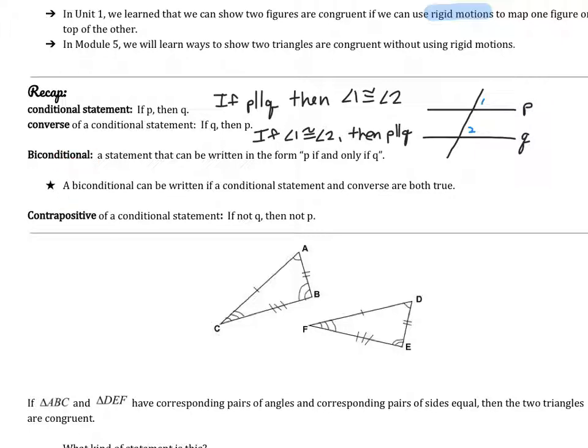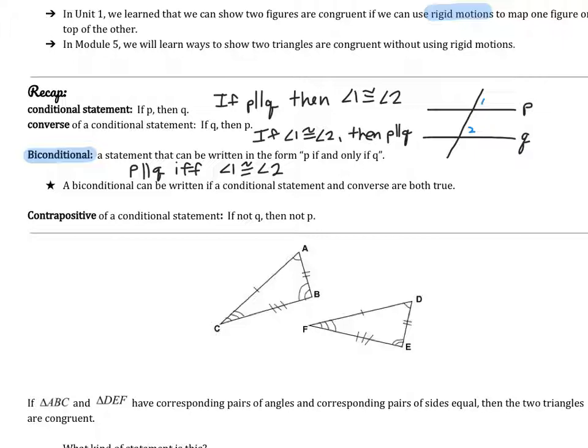So we're going to talk about two new ones today. A biconditional statement is a statement that can be written as P if and only if Q. So in this case, it would be the lines are parallel if and only if, and we can abbreviate that by saying IFF, angle 1 is congruent to angle 2. So the lines are parallel if and only if the corresponding angles are congruent. One thing to note is you can only write a biconditional if the conditional and the converse are both true, because sometimes the converse is not always true.